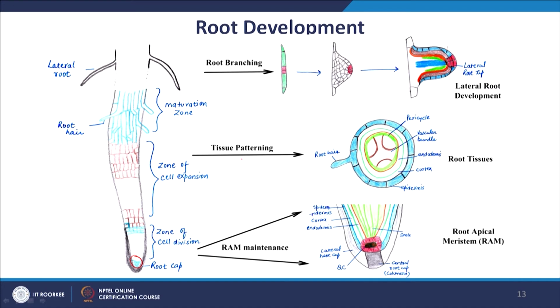In the higher region, tissue patterning occurs, where you can see clearly different layers of tissues arranged in a proper pattern. In the differentiation zone, one of the very important processes occurs, which is called root branching. In root branching, lateral roots are formed. You can see lateral root primordia are first specified, then initiated, and then finally the lateral root primordia emerge out.